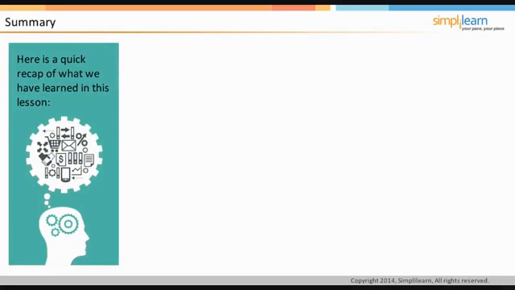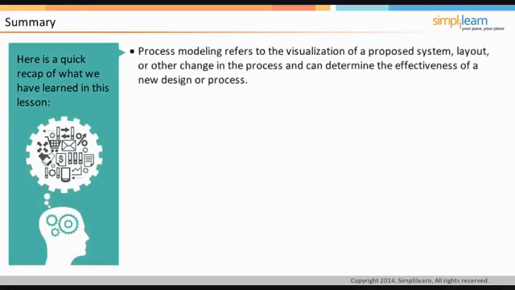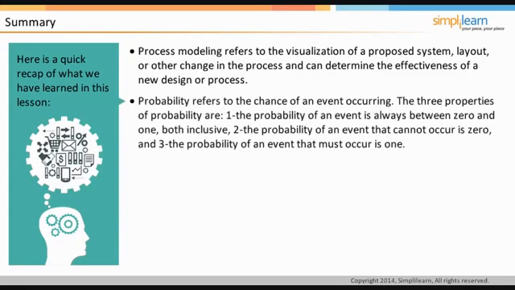Let us summarize what we have learned in this lesson. Process modeling refers to the visualization of a proposed system, layout, or other change in the process, and can determine the effectiveness of a new design or process. Probability refers to the chance of an event occurring. The three properties of probability are: 1. The probability of an event is always between 0 and 1, both inclusive. 2. The probability of an event that cannot occur is 0. And 3. The probability of an event that must occur is 1.